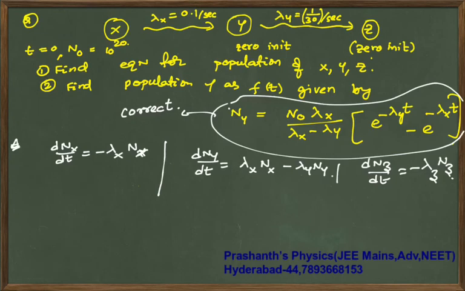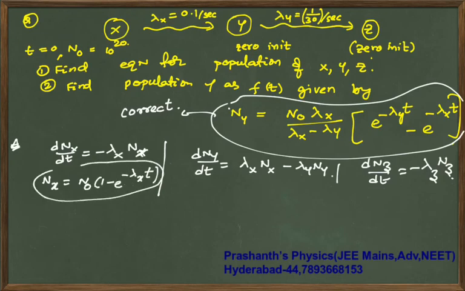Your question is to find the population as a function of time. These kinds of questions are given. So the previous method you will do as such to get the answer. From this equation, Nx is N0 times 1 minus e power minus lambda x into t. Take this Nx, substitute into this equation, and you will get Ny as in this given table.